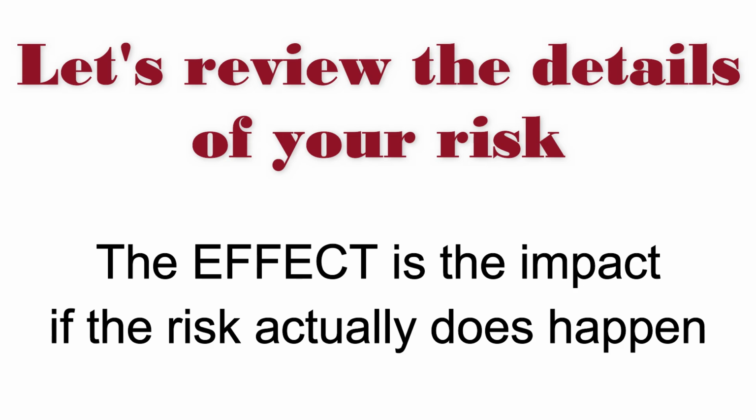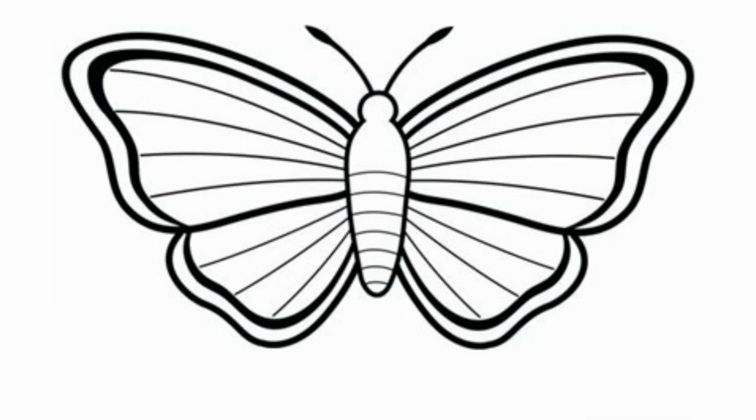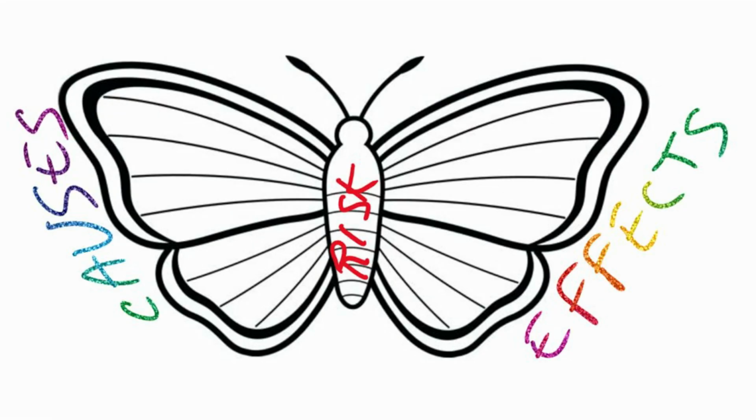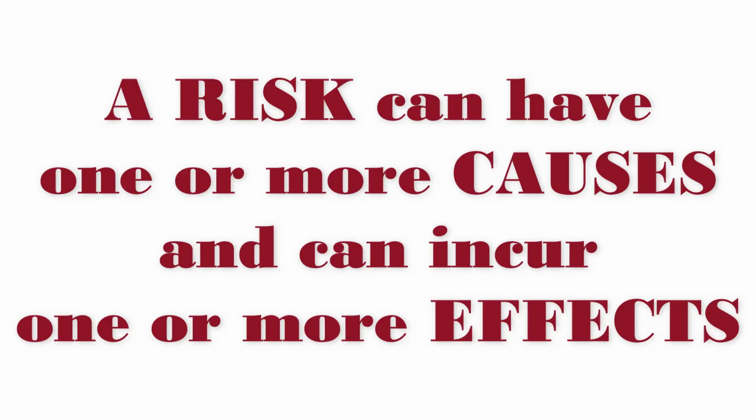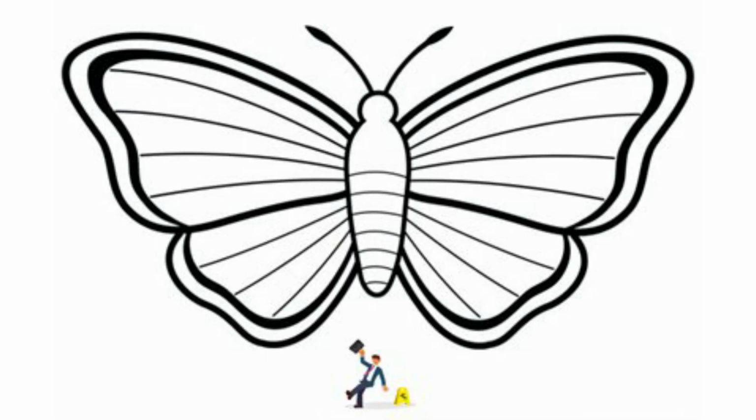All right, I want to show you this nice butterfly. I'm going to consider the left side of it as the cause. The middle is the risk, which is the butterfly itself. So the left wing is the causes, and the right wing is going to be the effects. Now, a risk may be caused by one or more causes, and if it happens, could have one or more effects.